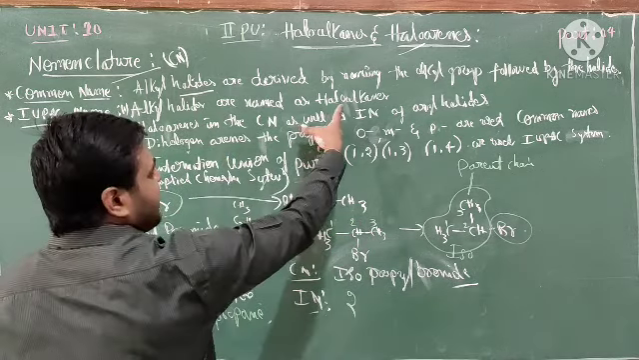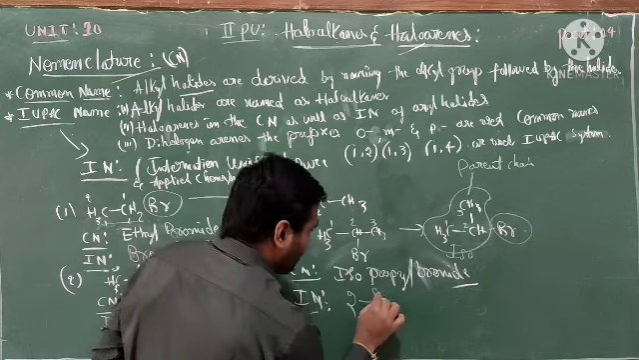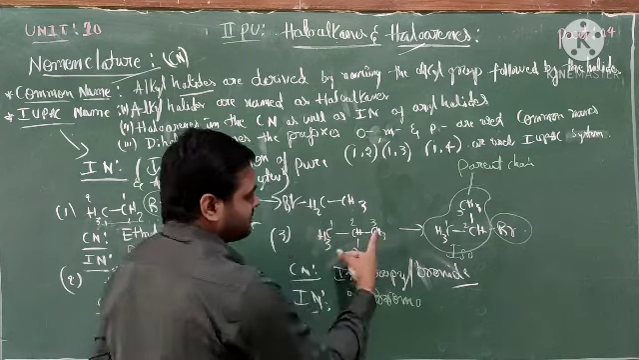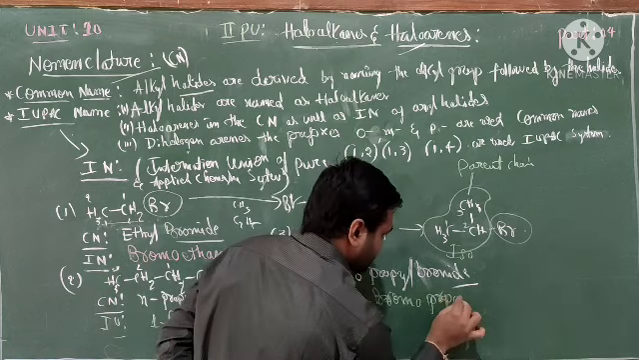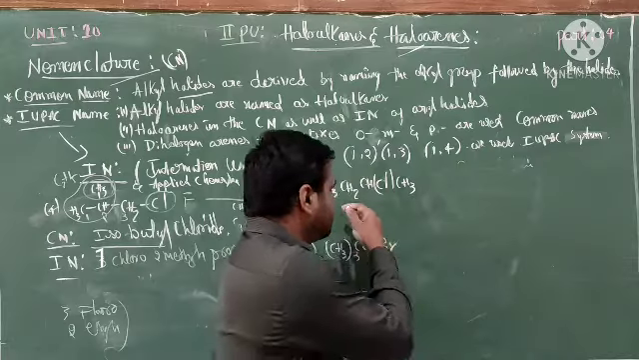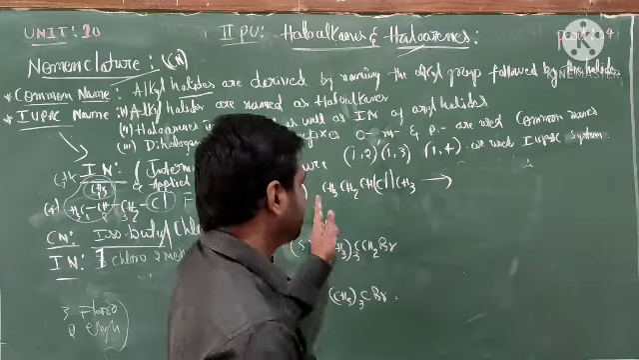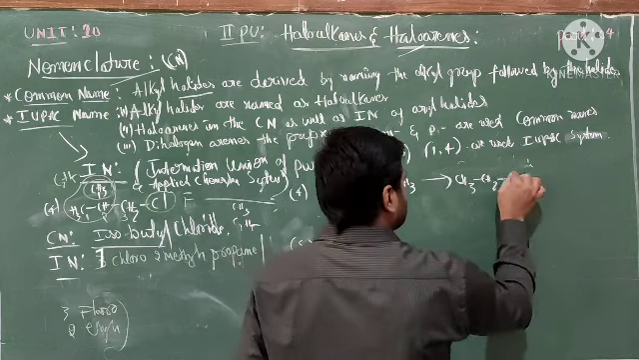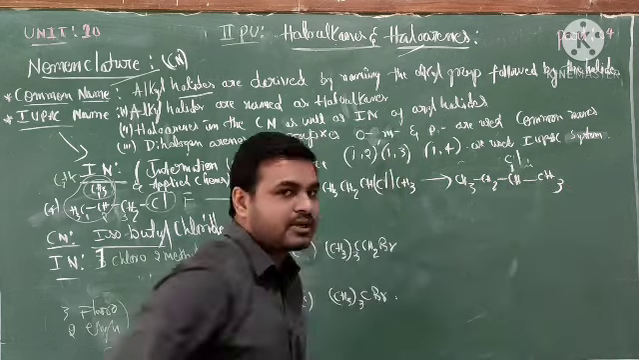The name of alkyl halides is haloalkanes. 2-bromo, then propane. Okay. See the next one. You can write this as CH3, CH2, CH, CH3, then Cl. Okay.